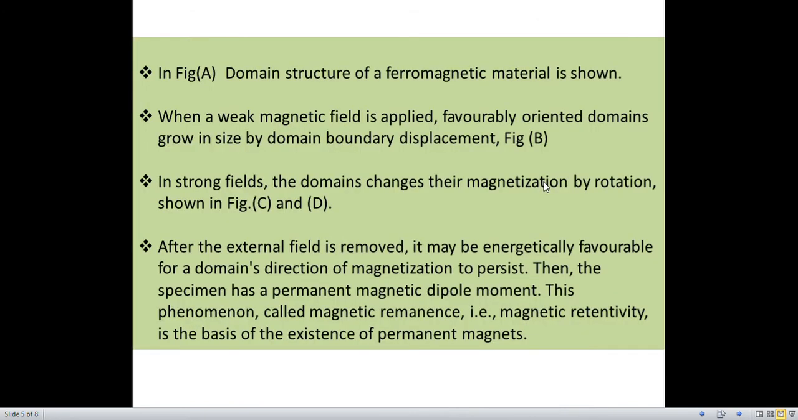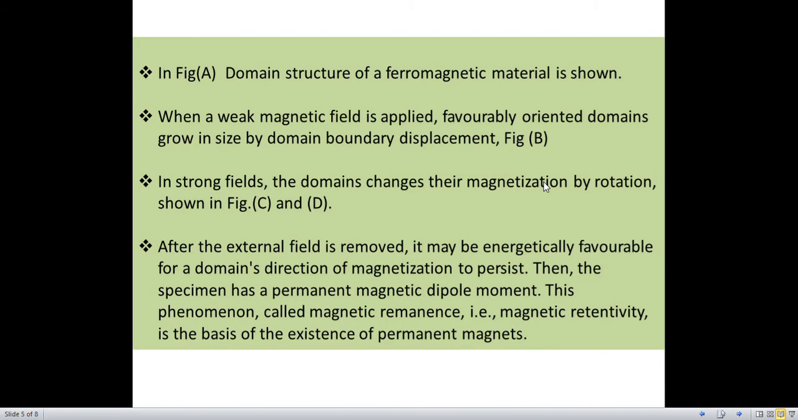Now, here we can see if the external field is removed, that means we are removing any external source which produces a magnetic field, then the direction of magnetization persists in this domain even when the external magnetic field is 0. That means now our specimen has a permanent magnetic dipole moment. That means it has become a magnet. This is the base of existence of a permanent magnet.